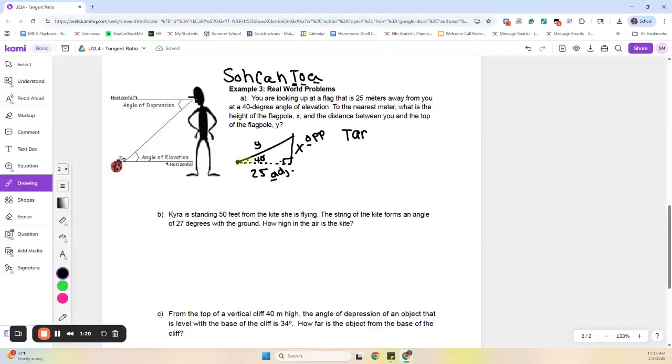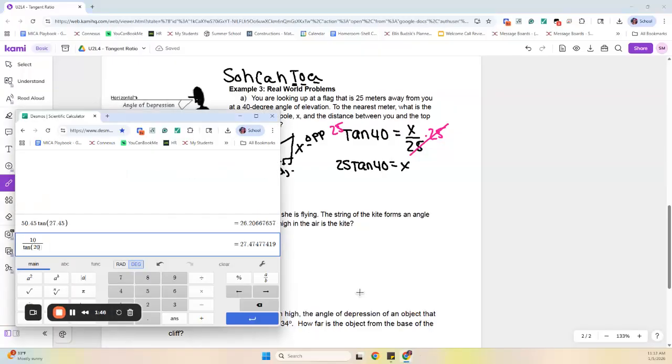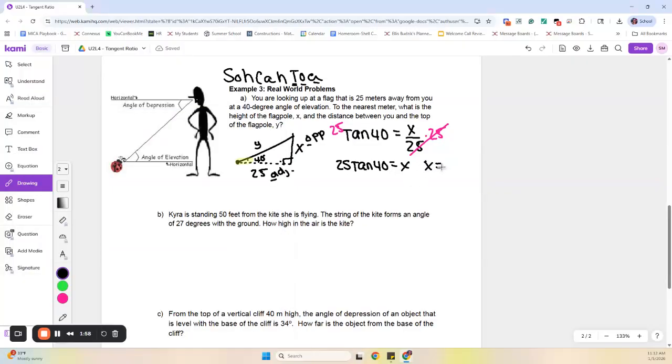So my first is going to be tan of my angle, so tan of 40 equals my opposite, which is x, over my adjacent, which is 25. Again, we're going to multiply by that denominator to get x by itself. So multiply by 25 on both sides. Then I have 25 tan of 40 equals x. And then I could just enter this into my calculator: 25 tan of 40. That gives us just about 21. So x equals 21 meters.